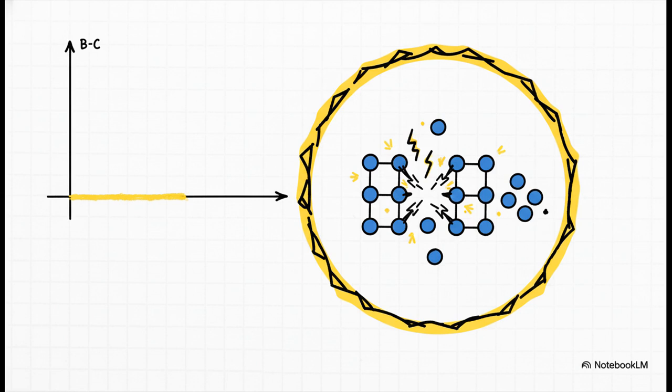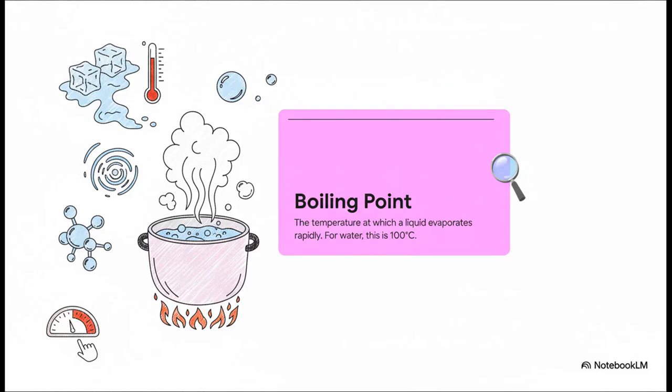Now look closely at this flat part of the graph. We're still adding heat, right? But the temperature isn't going up at all. So why is that? It's because all of that energy is being used for one single job, breaking the bonds that hold the particles together. The energy is fueling the change of state itself, not a change in temperature. So once all the ice has melted into liquid water, the temperature starts to climb again, until we hit the next critical threshold, the boiling point.